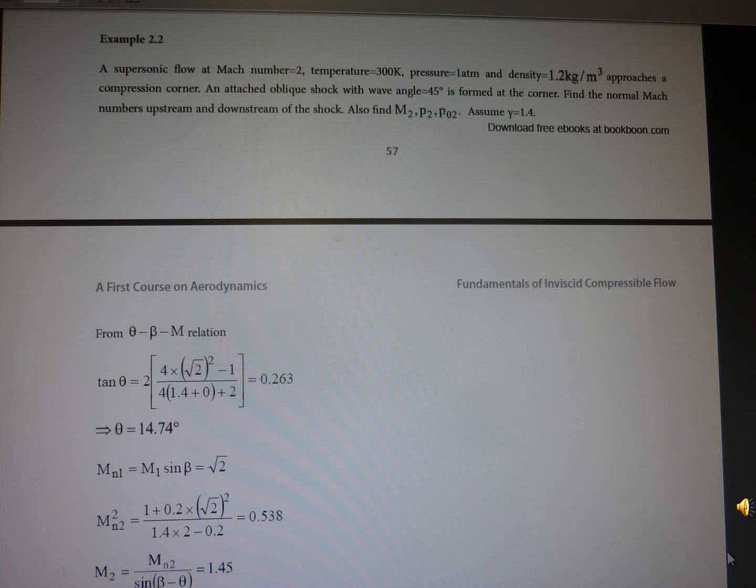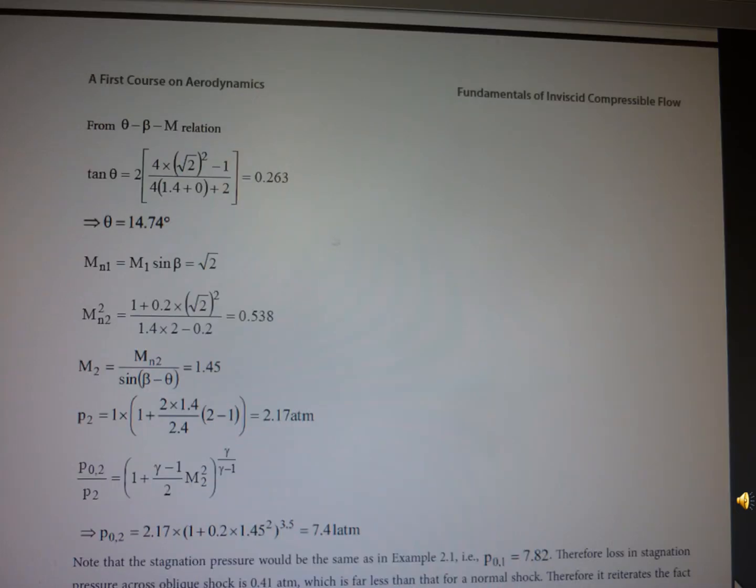Mn2 divided by sin of beta minus theta gives M2. So in this case, P2 is equal to 1 multiplied by 1 plus 2 multiplied by 1.4 divided by 2.4 multiplied by 2 minus 1, so 2.17 atm. So PO2 by P2 is equal to 1 plus gamma minus 1 divided by 2 M2 squared, to the power gamma by gamma minus 1. So from this you get PO2 is equal to 2.17 multiplied by 1 plus 0.2 multiplied by 1.4 squared, to the power 3.5, so 7.4 atm.